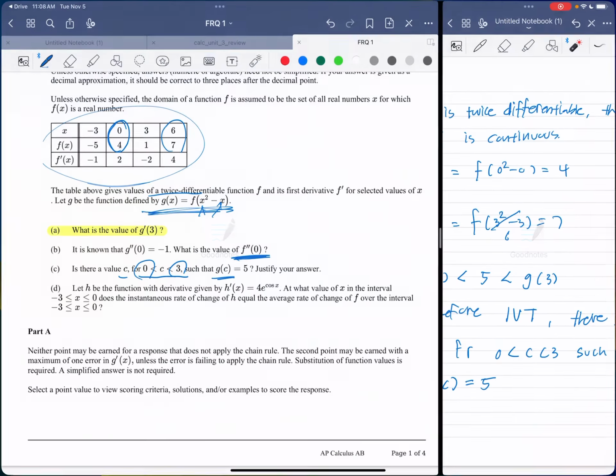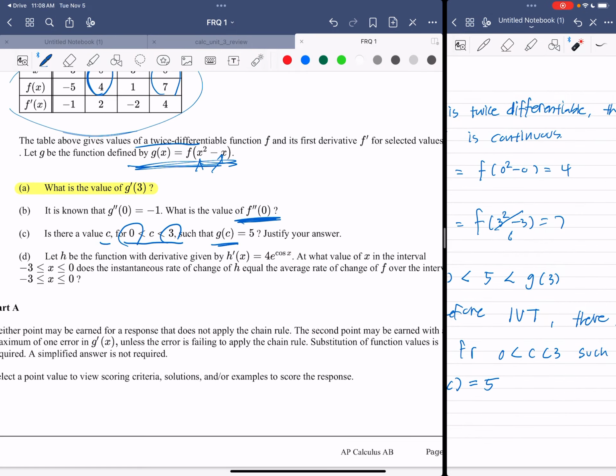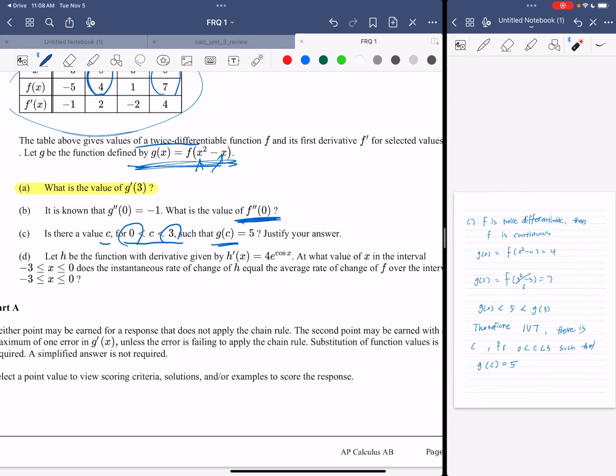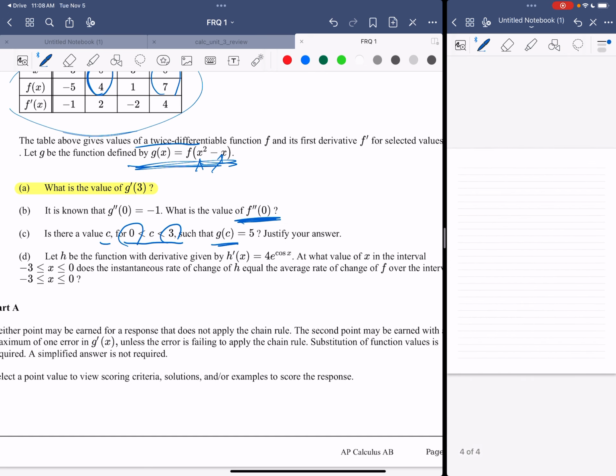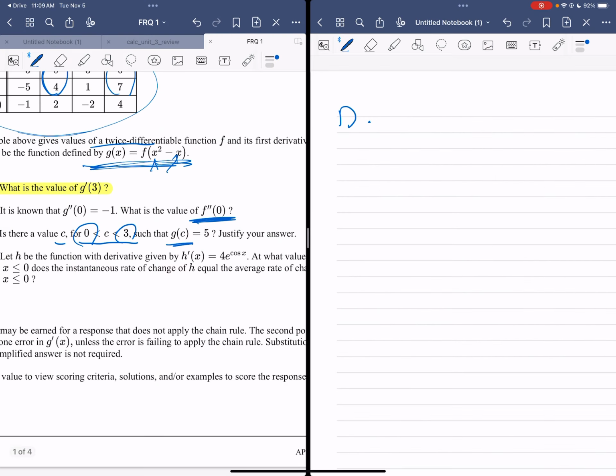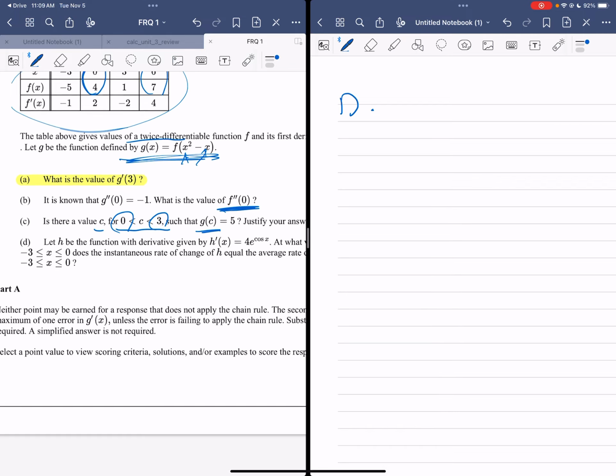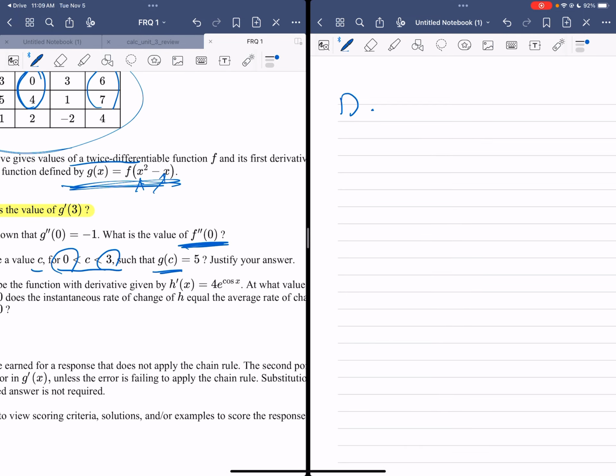All right, so last one. Let h be a function with a derivative given that h prime of x is equal to, also a whole new equation, okay? So it's part D. What value of x in the interval -3 to 0 does the instantaneous rate of change of h equal the average? Oh my goodness. So average rate of change is the slope, right? So instantaneous rate of change is equal to the derivative. So let's do this.